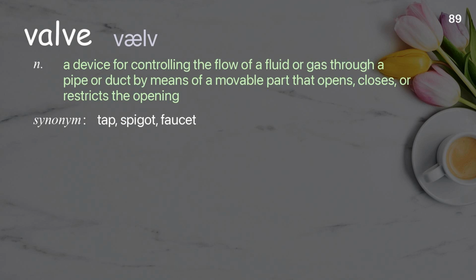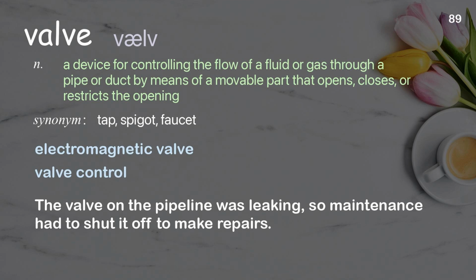Valve. A device for controlling the flow of a fluid or gas through a pipe or duct, by means of a movable part that opens, closes, or restricts the opening. Examples: Electromagnetic valve, valve control. The valve on the pipeline was leaking, so maintenance had to shut it off to make repairs.